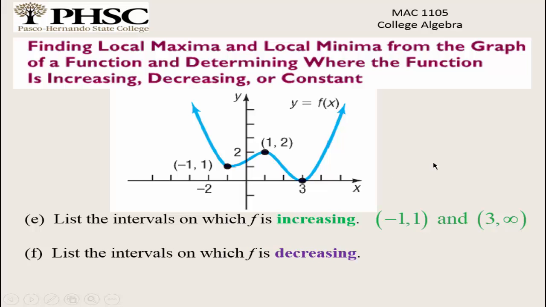So list the intervals in which f is decreasing. We can see that it's decreasing from -infinity to -1, and also decreasing from 1 to 3. So it's decreasing here and it's decreasing in this interval.